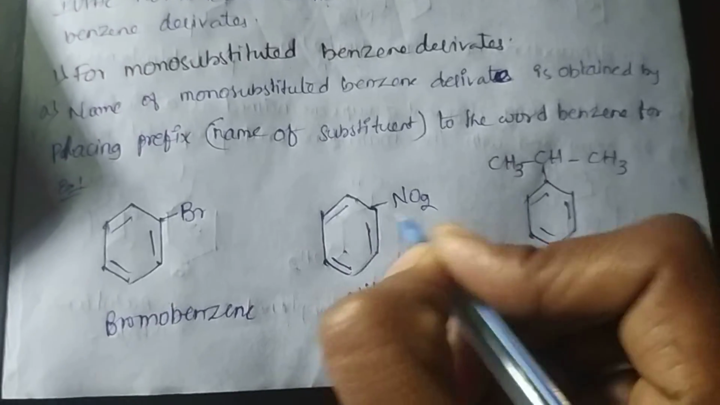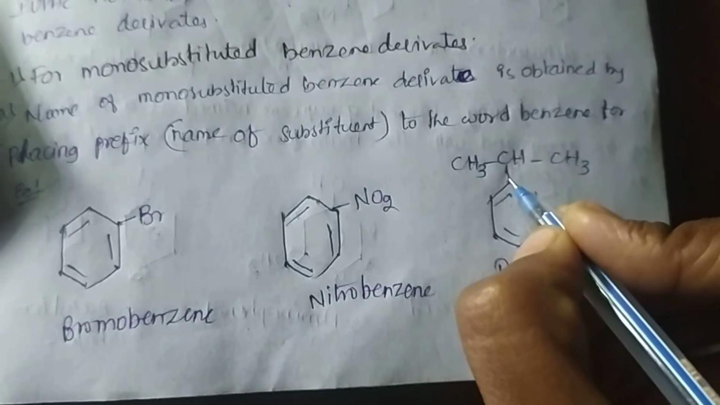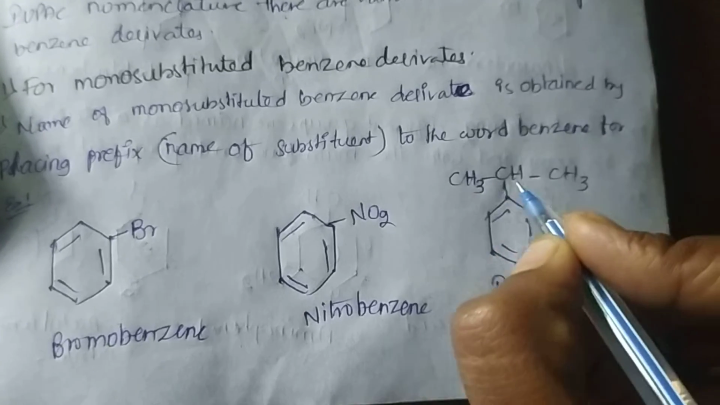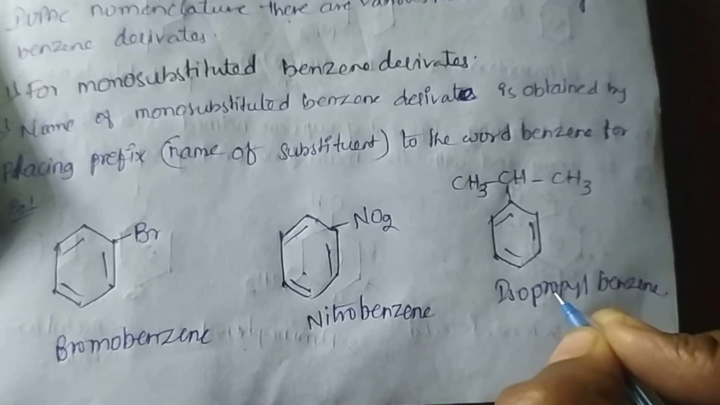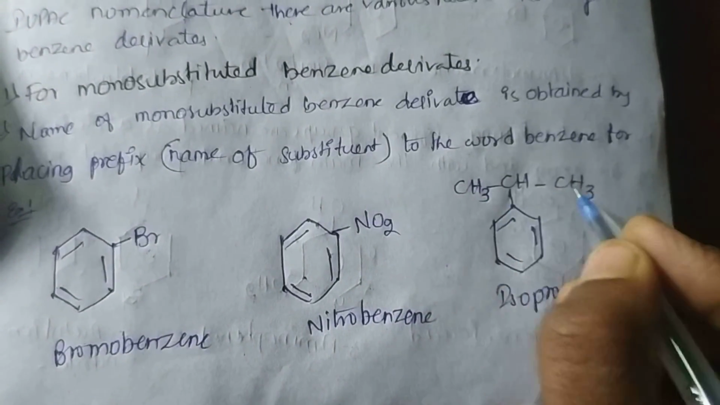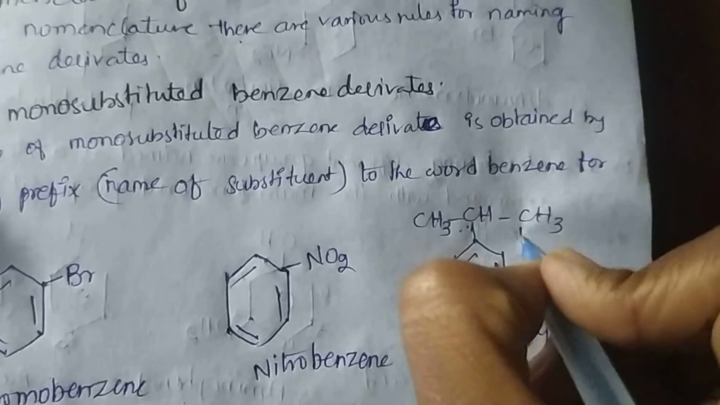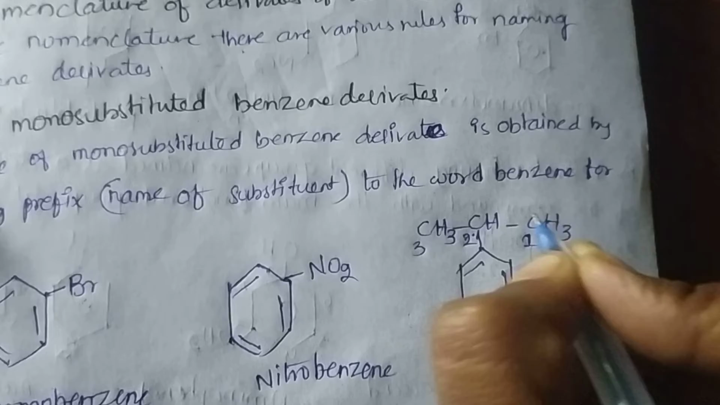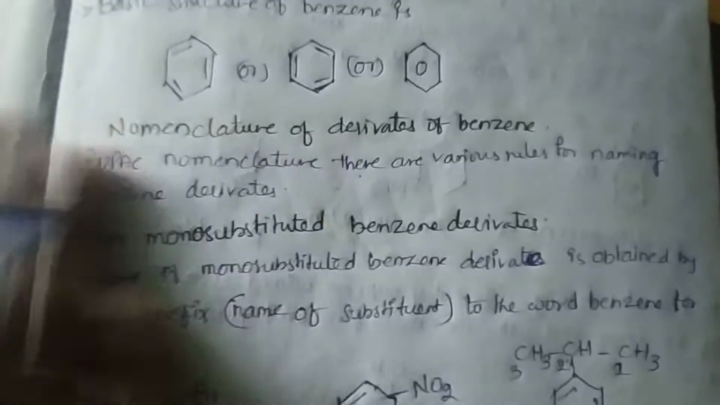And next, here a nitro group is attached, so nitrobenzene. Here, iso: when methyl groups are attached to the second last carbon, it is named iso. We know isopropyl benzene. There are 3 carbons, 1, 2, 3. Iso means second last. Here we consider the second last carbon, which is attached to 2 methyl groups. So it is given as isopropyl benzene.